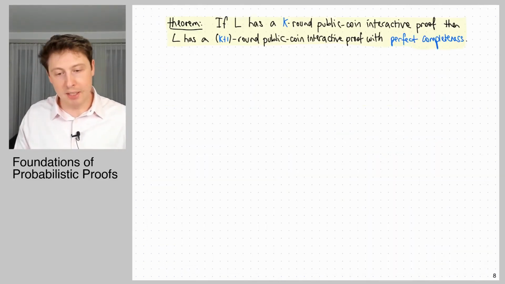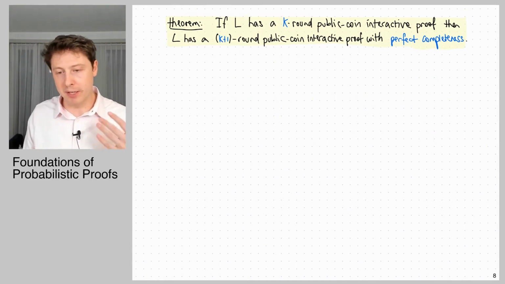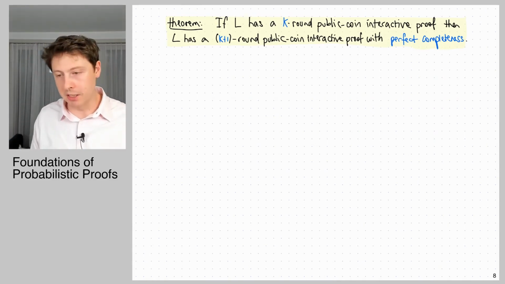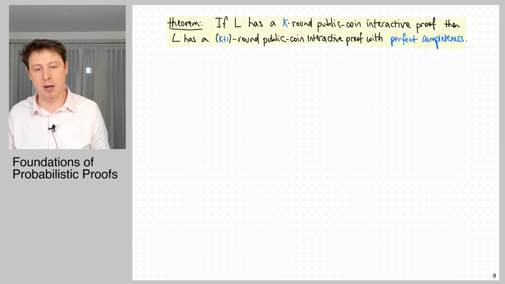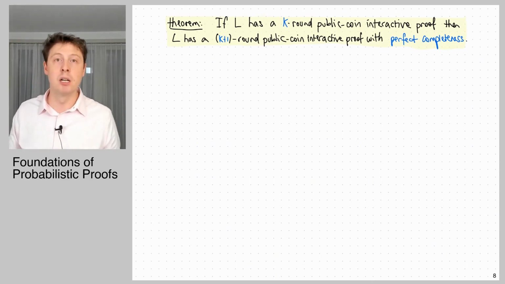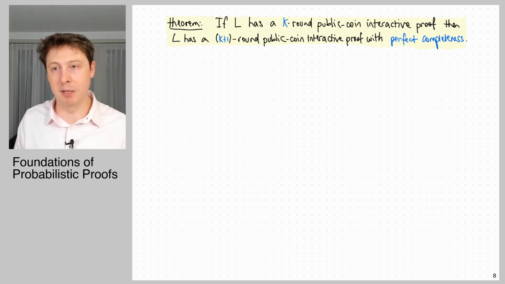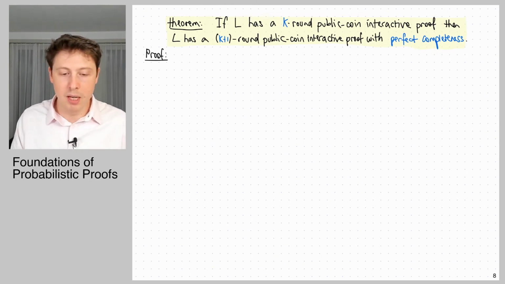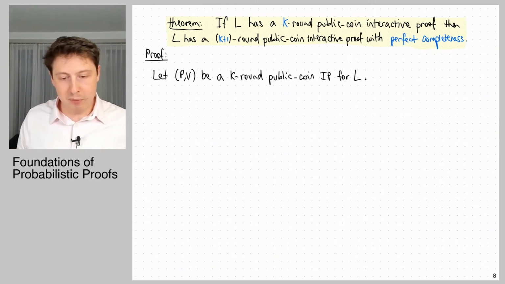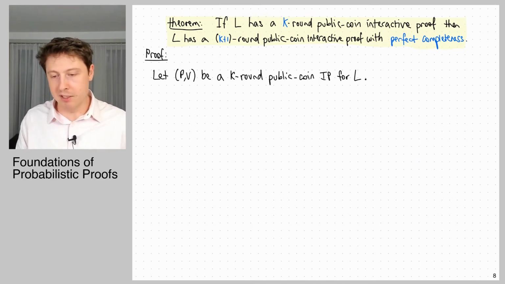So, all right, let's start slow again. This is the theorem we want to prove. We have a k round public coin interactive proof. We want to construct a k+1 round public coin interactive proof, but now we want there to be no error in the completeness case. We want to have perfect completeness. All right, so give me the k round public coin interactive proof for L.